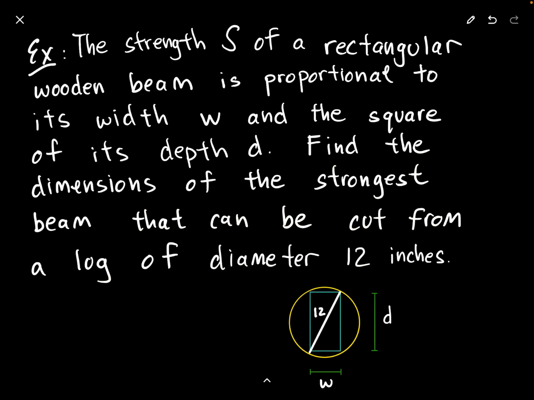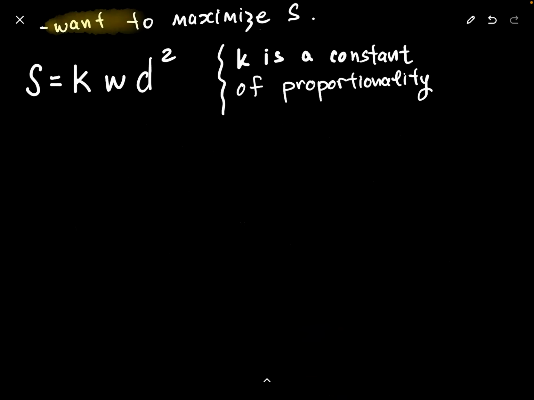In this sketch, we have a cross-section of a log. The diameter of the log is 12 inches, and the cross-section of the beam that we want to cut out of the log is this rectangle. It has width W and depth D. We want to maximize the strength S of the beam.